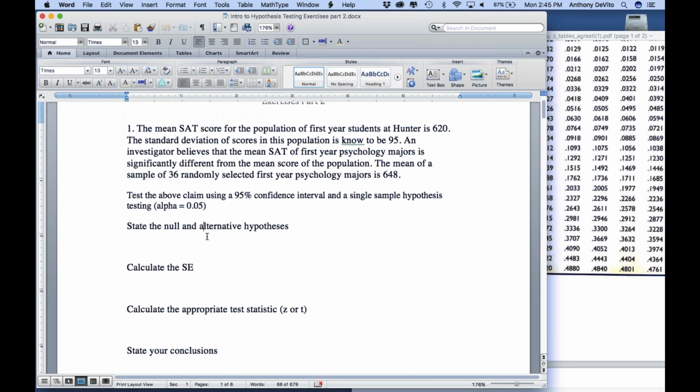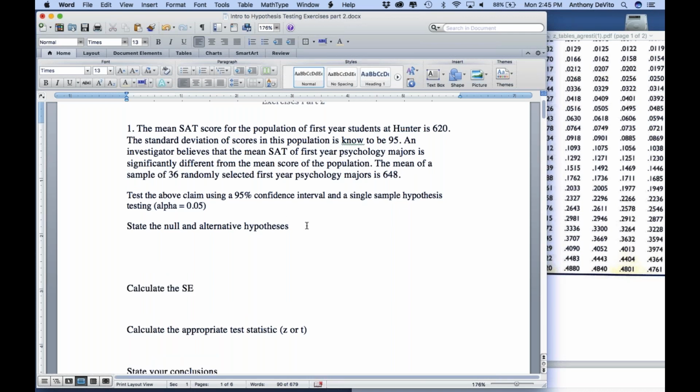Okay, so let's state our null and alternative hypothesis. So our null hypothesis is what? It's that the mean SAT score for psych majors is equal to the mean SAT score for all majors.